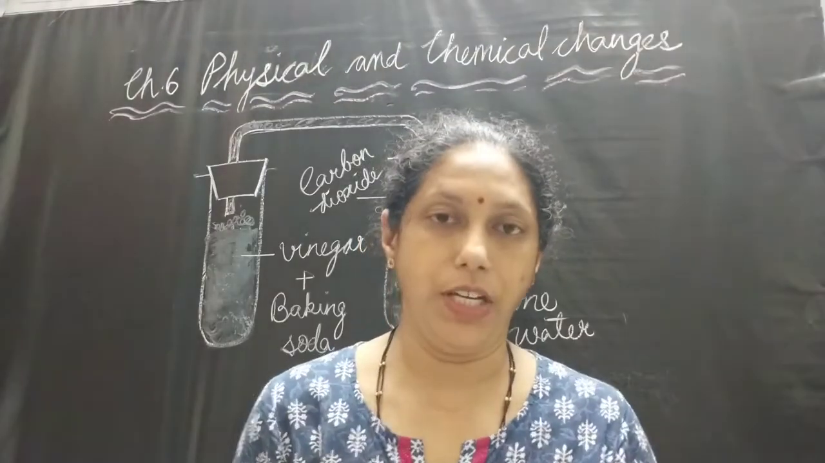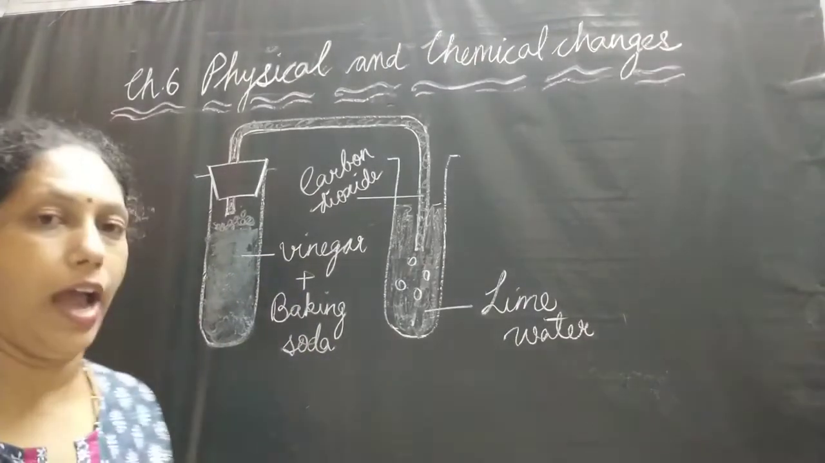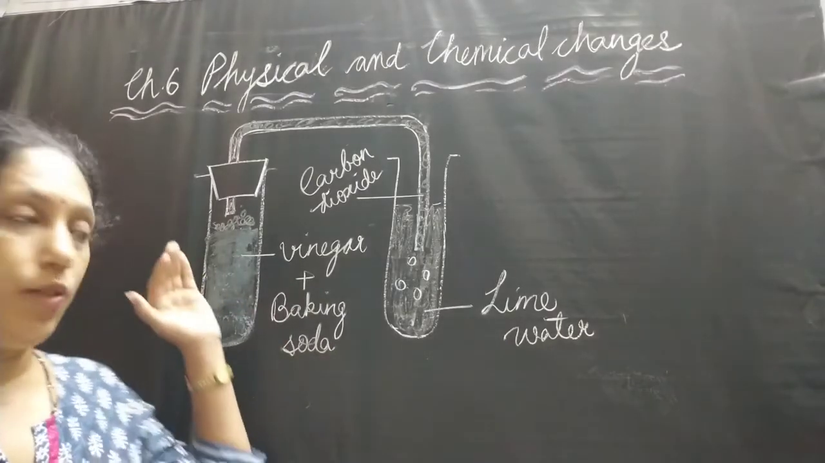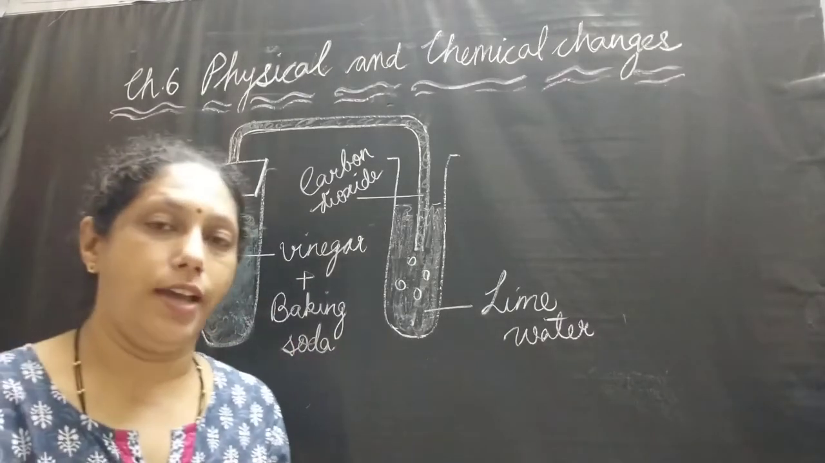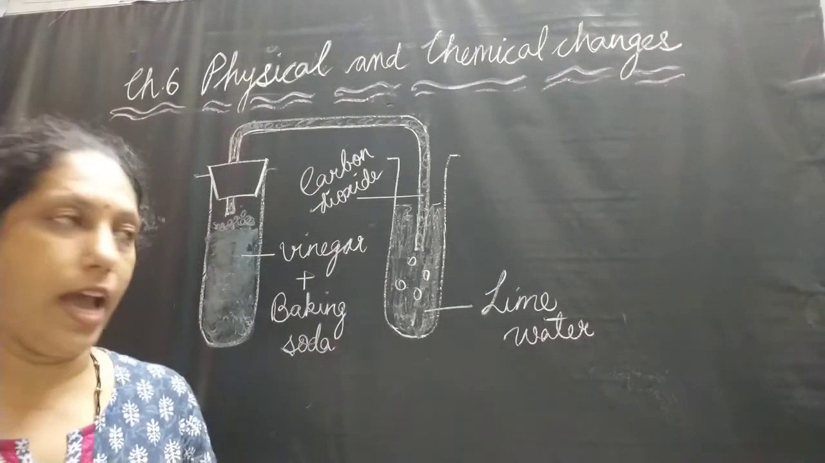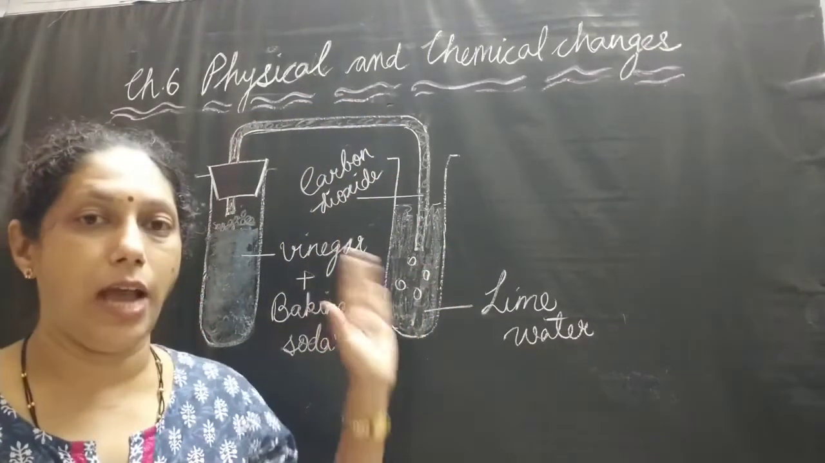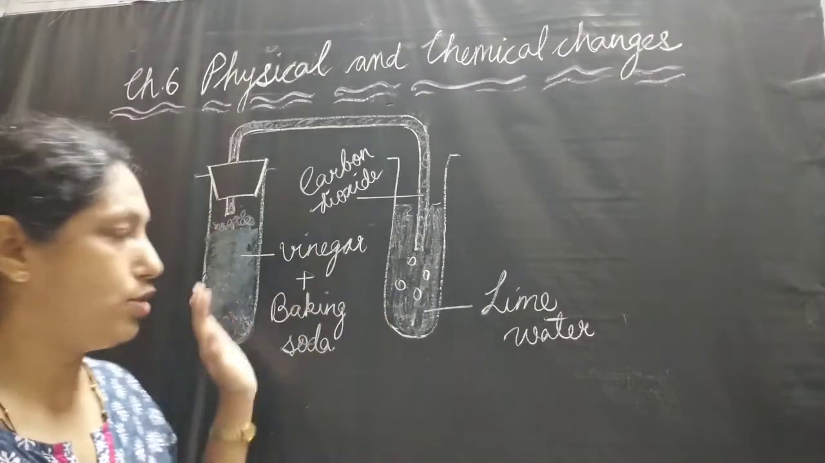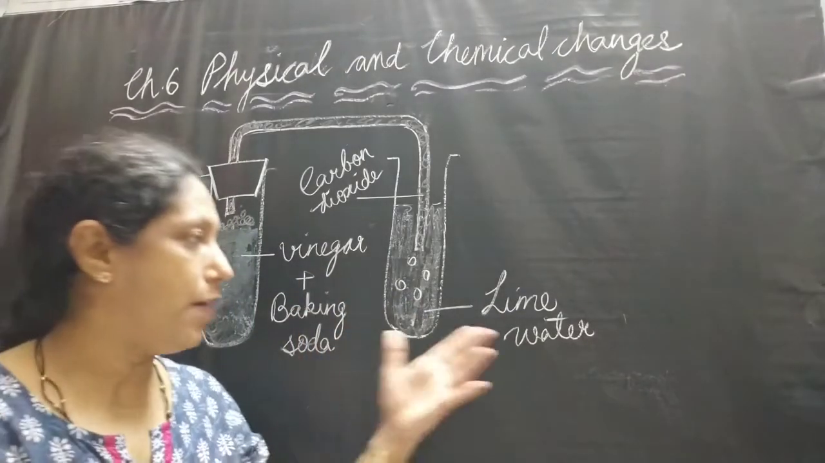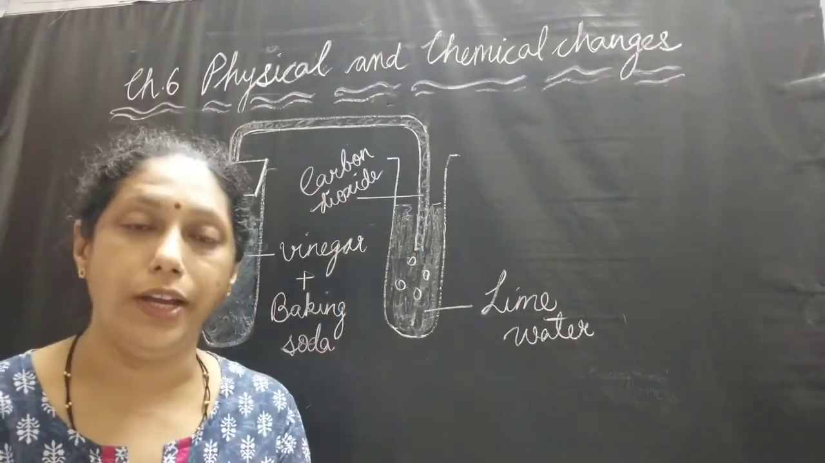In the next activity, a teaspoonful of vinegar is taken in a test tube and a pinch of baking soda is added to it. Because of this, there is a hissing sound and bubbles of gas are formed. These bubbles of gas are allowed to pass through a lime water solution kept in another test tube, as shown in the figure. Now what happens to the lime water? The lime water turns milky when this gas is allowed to pass through it.